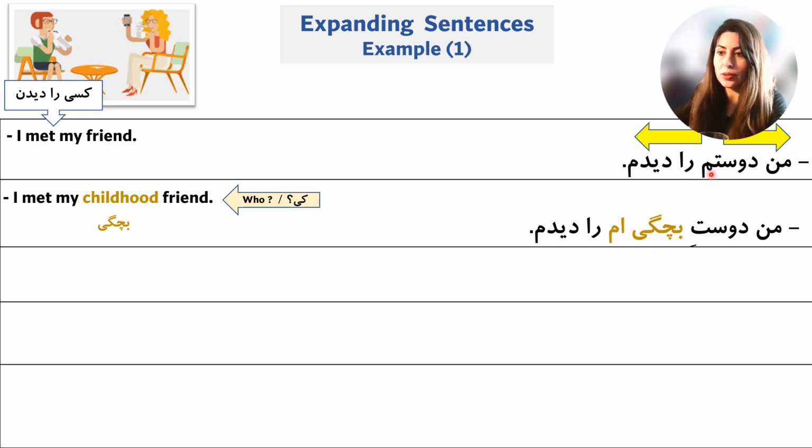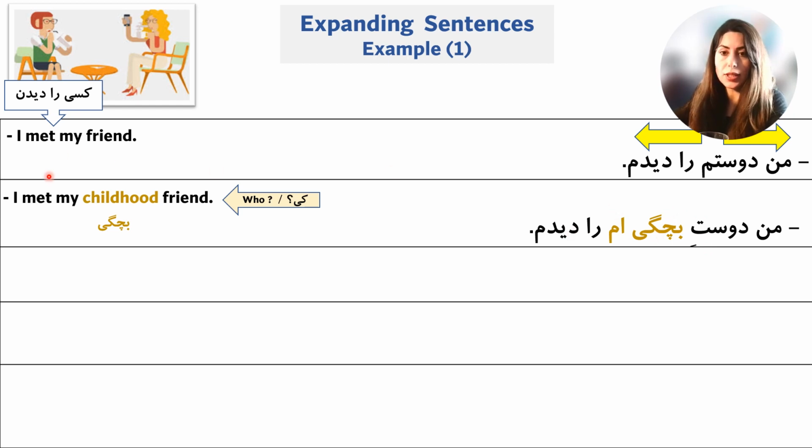Remember, now the possessive suffix mim needs to go with the modifier, the adjective. We cannot say من دوستم بچگی را دیدم. It's wrong. We need to say من دوست بچگیم را دیدم.